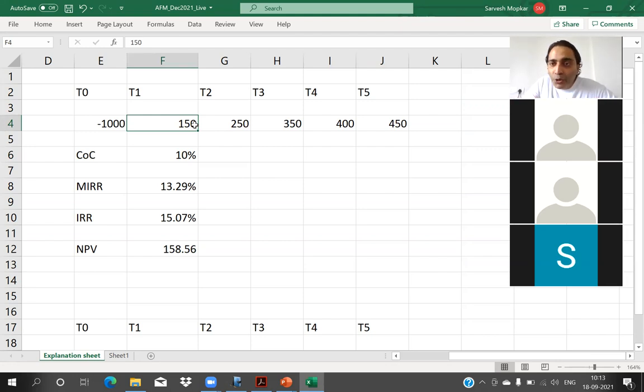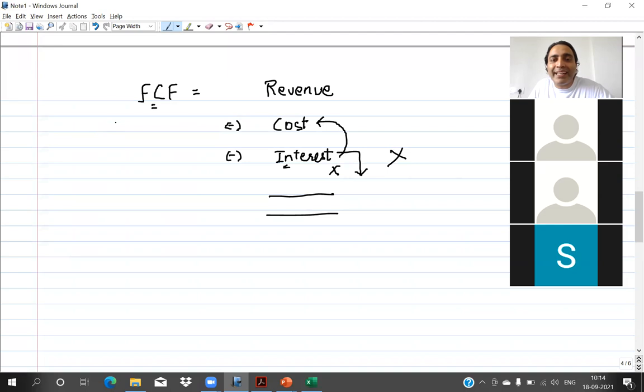Isiliye it should not matter from where this $1,000 has come, it should not matter to these cash flows. Isliye hum interest minus nahi karenge. Agar ye poora $1,000 apne pocket se aata toh kya hum interest minus karte? Bilkul nahi. Similarly, even if you borrow this $1,000, do not deduct interest. That means interest is an irrelevant factor. Whether you pay it or you don't pay it, interest has to be kept as an irrelevant factor to find cash flows. Jaldi se bataiye, are you understanding it?